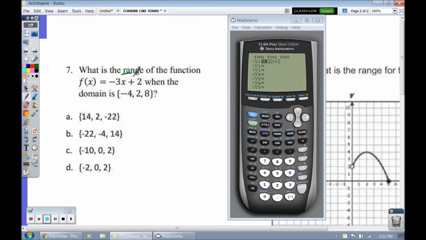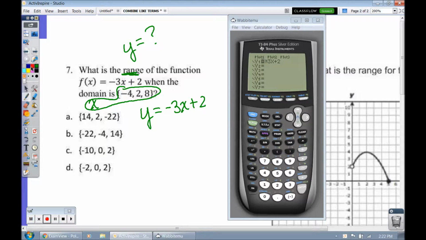All right, number 7, what is the range? So they're asking what are the y values if they give you this equation. We can write that as y equals negative 3x plus 2, when the domain, when the x's are these numbers here. So they're saying these are the x's. If I make an xy table, and I put these x's in there, negative 4, 2, and 8, they want to know what are the outputs.